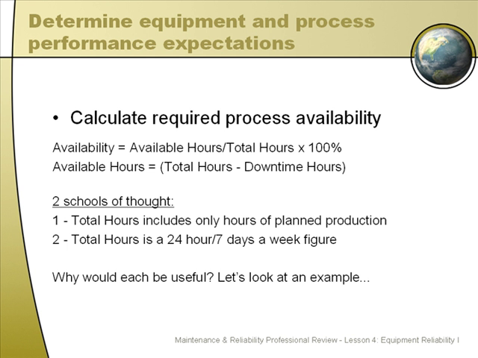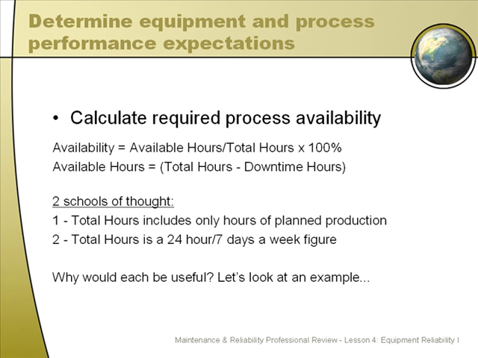One calculation that's very helpful in determining equipment and process performance expectations is availability. We touched on availability a little bit under operating equipment effectiveness in the calculation from Lesson 3. But let's take a look at availability once more, because it has a couple of different definitions and I want you to understand their application. Availability, as we talked about before, is defined by a formula: available hours divided by total hours times 100%.